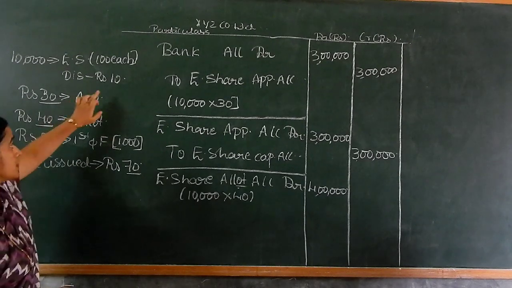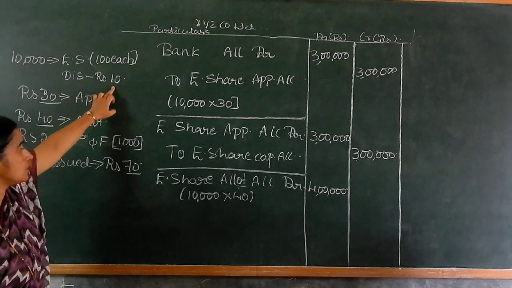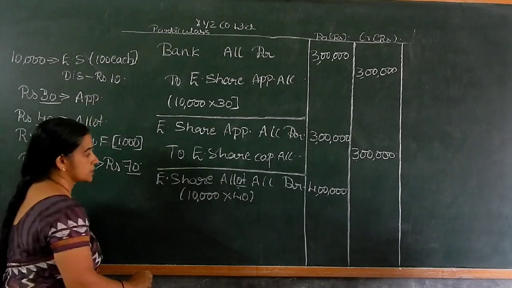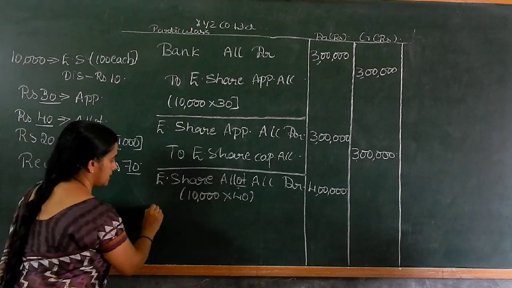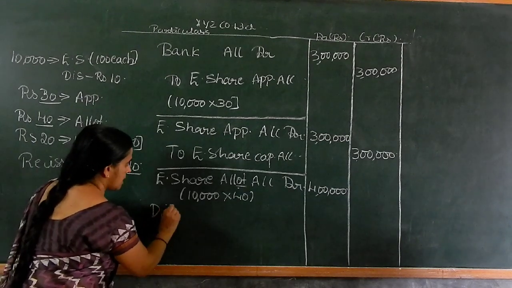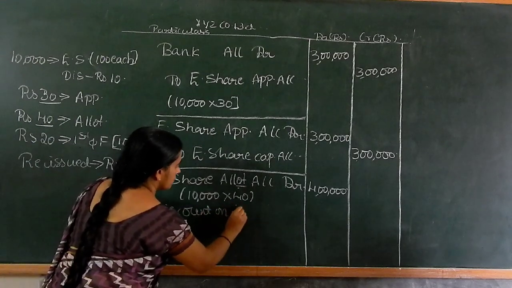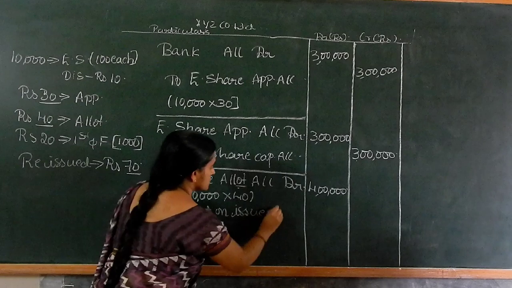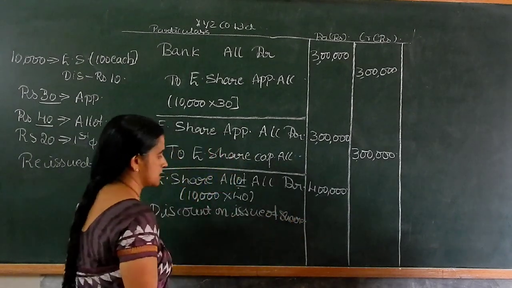That is rupees 10, and this rupees 10 will be debited to discount on issue of shares account. So one more account will be debited here, that is discount on issue of shares account.